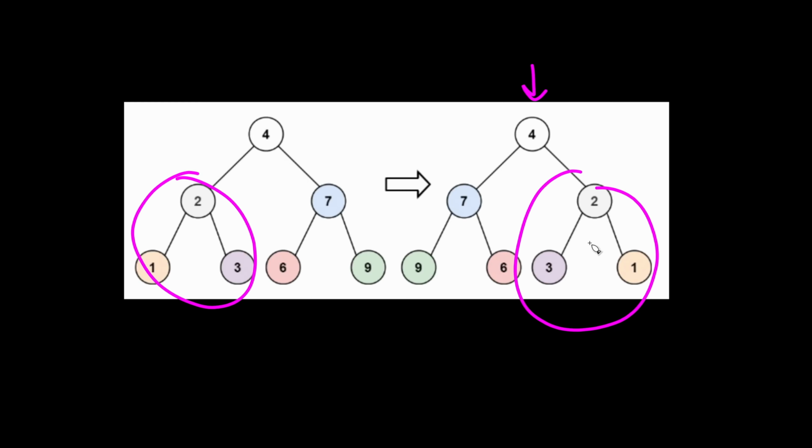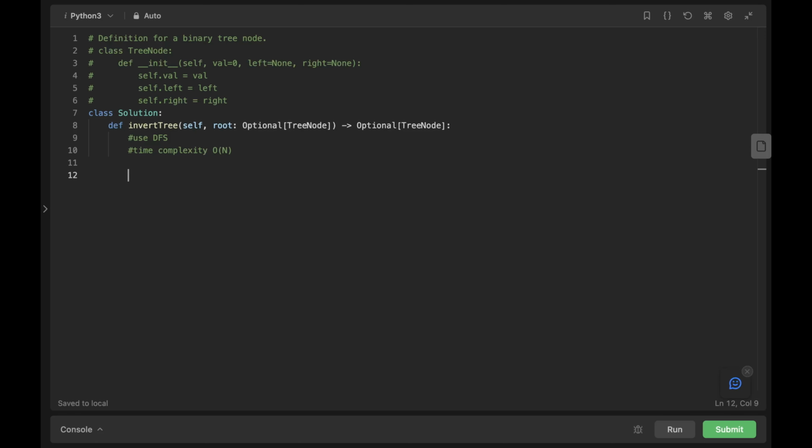So this is pretty simple. It's a standard question asked in a lot of interviews and it can be solved using recursion. We are going to use depth first search. Time complexity is O(n), where n is the number of nodes of the tree. Okay, let's try some code now.